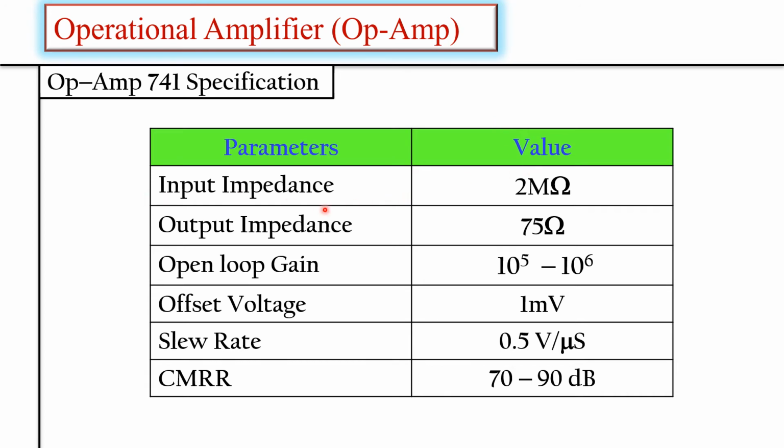Parameters: input impedance is 2 mega ohms, output impedance is 75 ohms, open loop gain is 10 raised to 5 to 10 raised to 6. Then offset voltage is 1 millivolt, slew rate is 0.5 volts per microsecond, and CMRR is 70 to 90 decibels. It is measured in decibels.